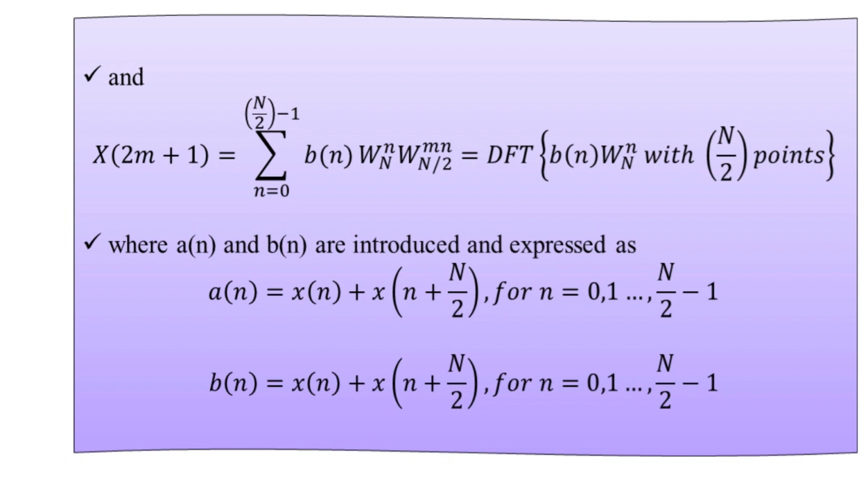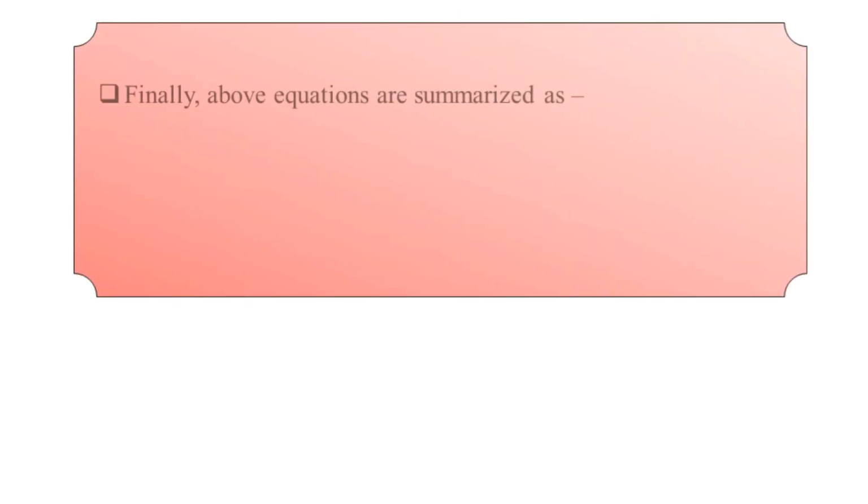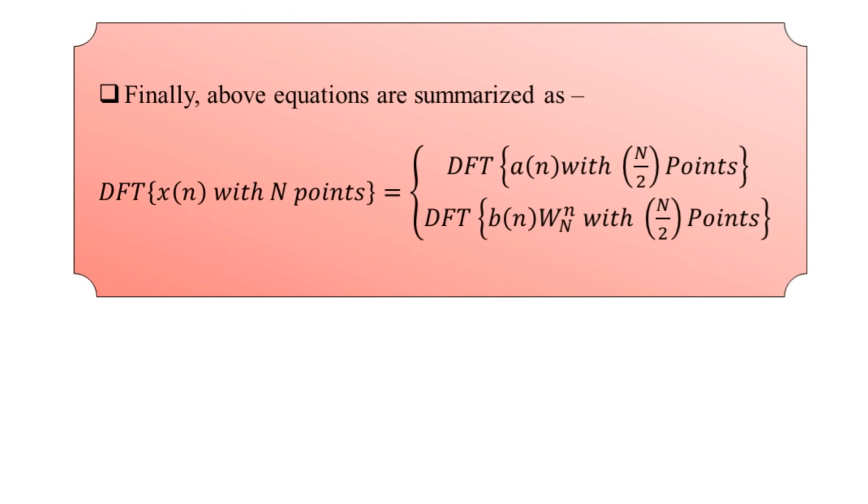So from the combined representations using small a of n and b of n, the final representation for the DFT can be summarized. Here we write the DFT of x of n with capital N points, comprising the DFT of a of n with half, capital N by 2 points, and the DFT of b of n multiplied by W suffix N to the power small n with another half, capital N by 2 points here. Now this is the technique with respect to which we call this particular fast Fourier transformation algorithm to be of decimation in frequency type here.